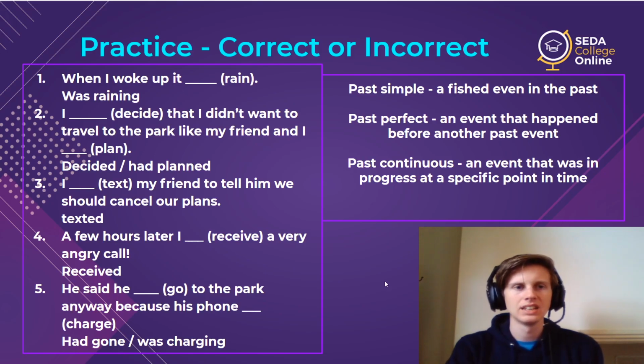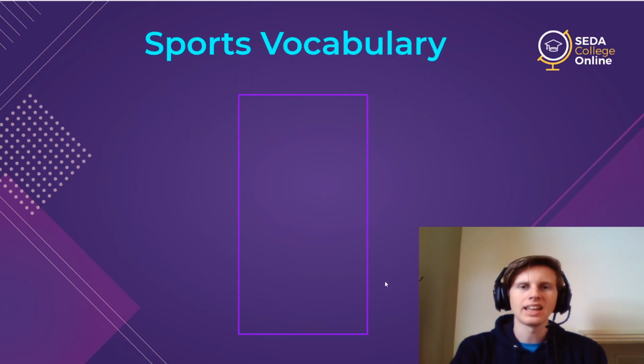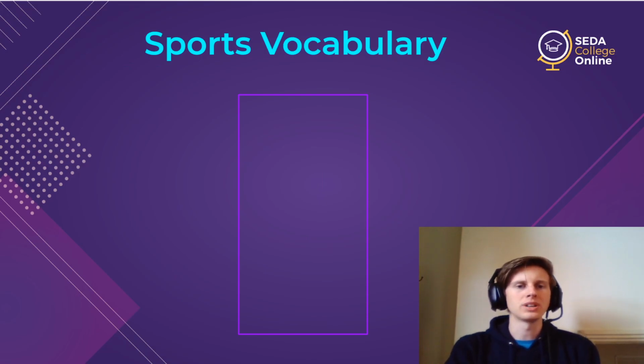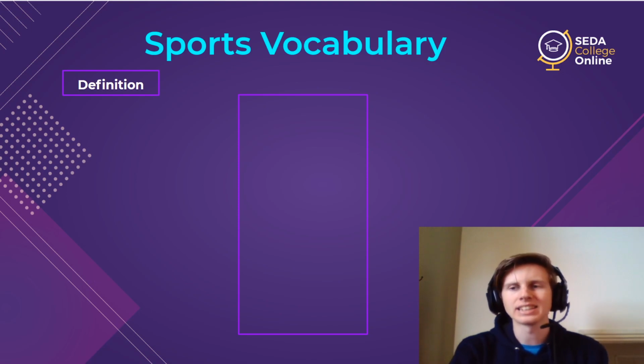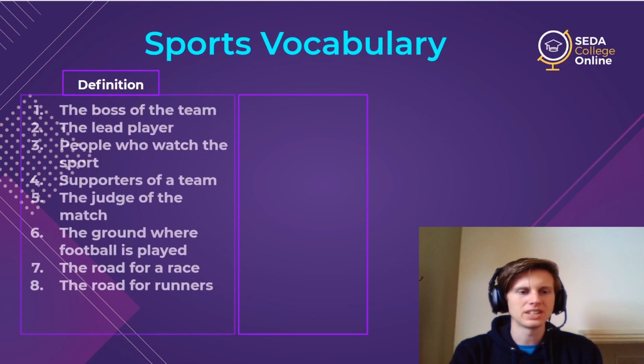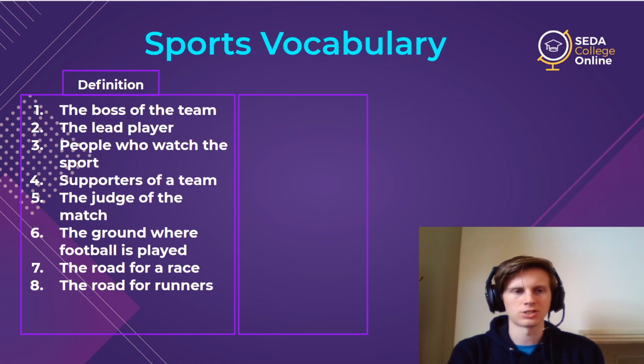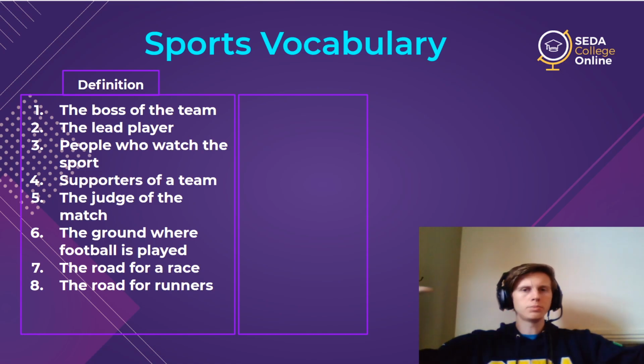Okay, so as I said, we're moving on to sports vocabulary. So I'm going to do a similar guessing activity to the irregular forms. So I'll show you the definitions for 8 vocabulary words for sports. You try to say what is the correct word. So number 1, the boss of the team. This is maybe the leader for the whole group of people.